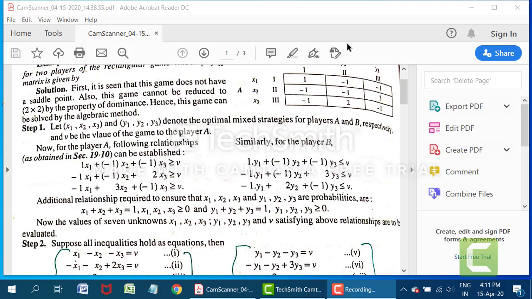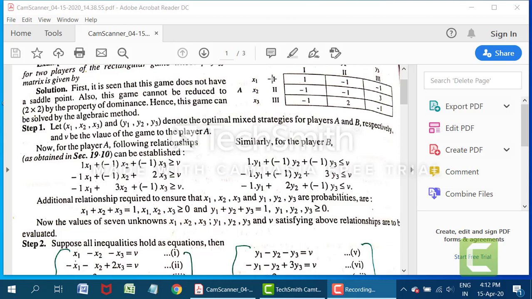Similarly, when B plays with the second strategy like this, the expected payoff to the player A will be minus 1 into x1 plus minus 1 into x2 plus 2 into x3. That should be greater than or equal to nu. Similarly, when player B plays with the third strategy, the expected payoff to the player A will be minus 1 into x1 plus 3 into x2 plus minus 1 into x3. That should be greater than or equal to the value of the game.